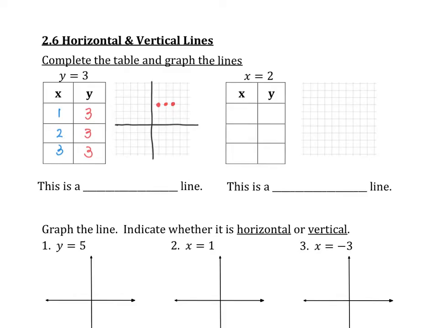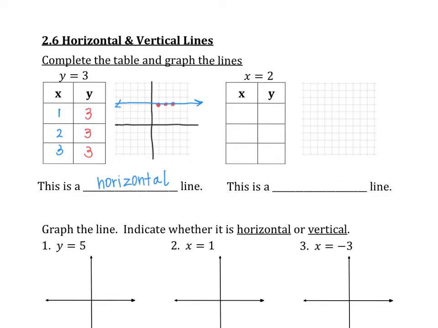Okay, once I have those points, I can see clearly my line is going to go this way. And if you recall, when it's flat like that, that is called a horizontal line. It also happens to have a slope of 0 because it's totally flat. Okay, now I'm going to go ahead and graph the next equation, x equals 2.